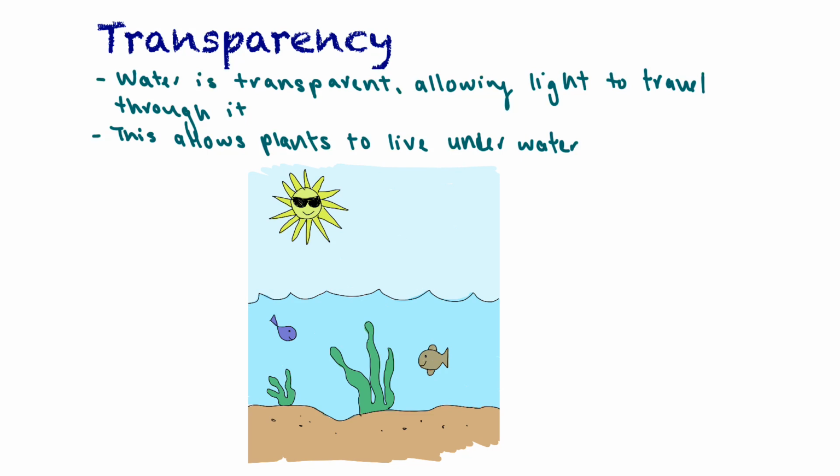Water is also transparent, which lets light travel through it. That's really important because it allows plants to live underwater, so light can penetrate through the lake, and plants can still photosynthesize. It also allows us to see through the layer of water that covers our eye. That would be a problem if we couldn't see.